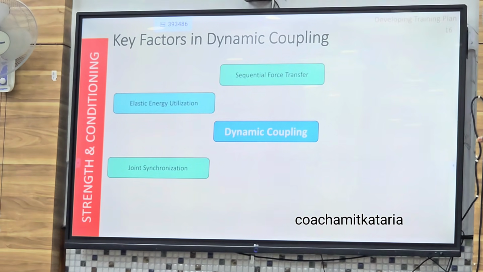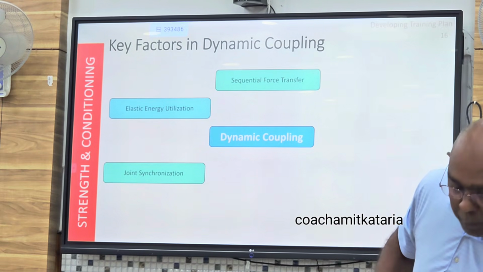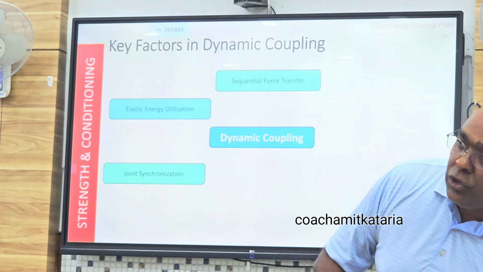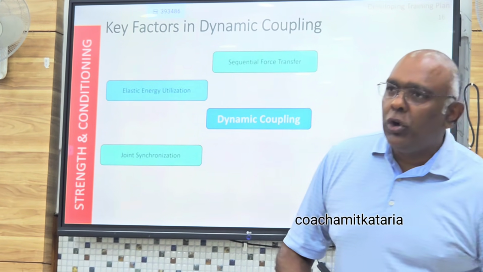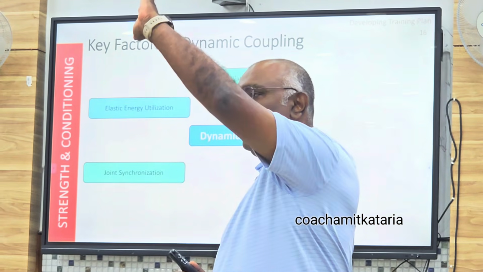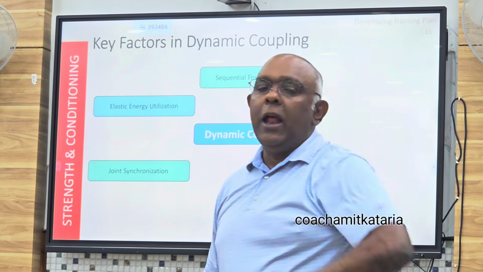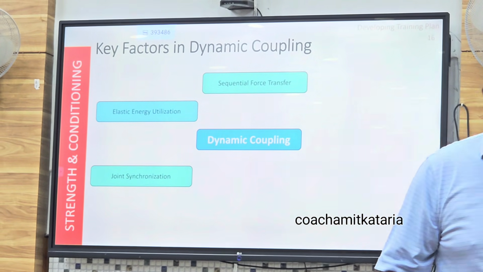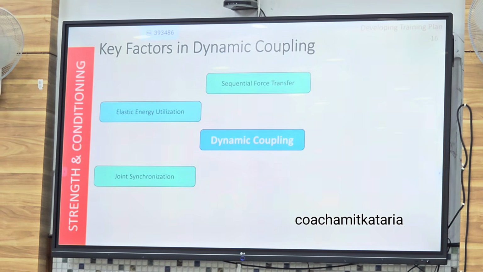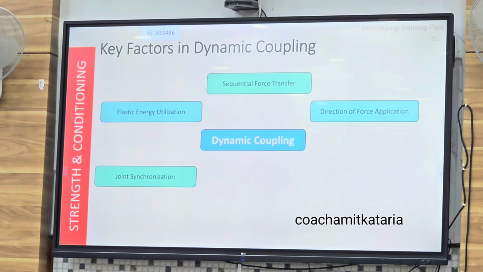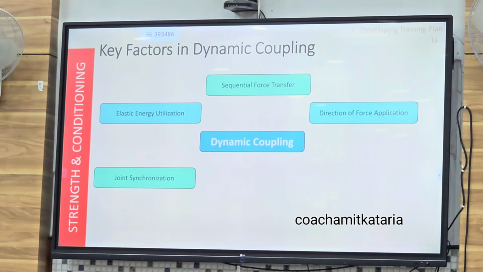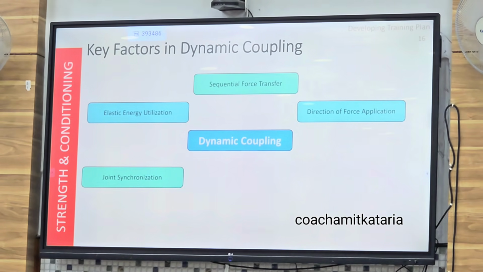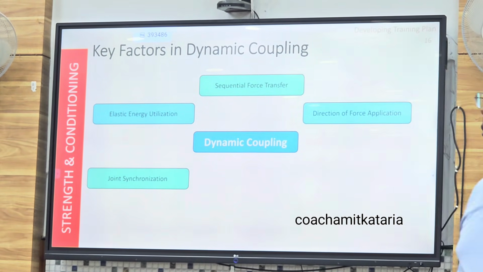Then sequential force transfer, from bottom to up. Remember the shot put: ankle joint, knee joint, hip joint, shoulder joint, elbow, wrist, and then the equipment. So this is force transfer. These are coupled energy. Then direction of force application, horizontal or vertical, directional.